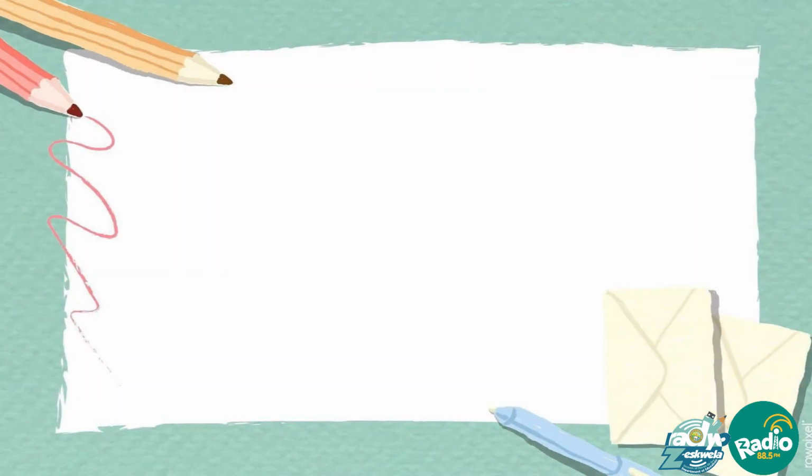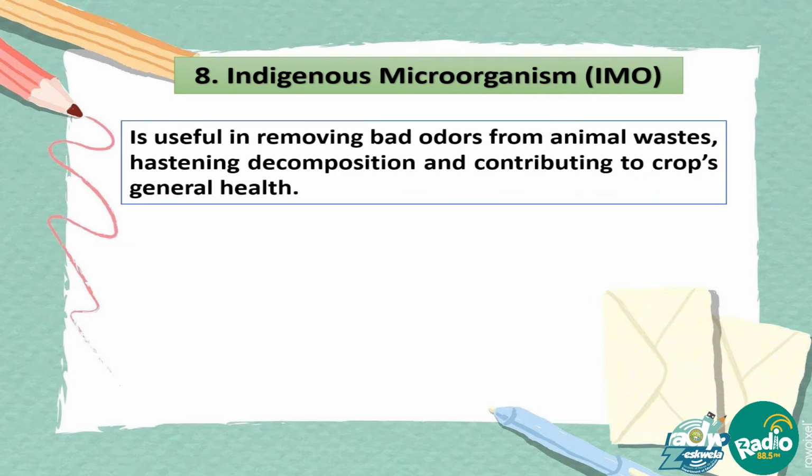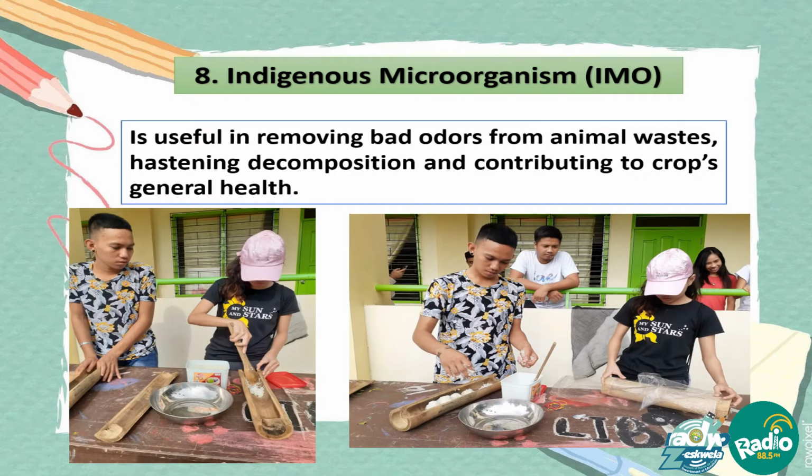The last concoction in organic agriculture is the indigenous microorganisms or the IMO. This concoction is useful in removing bad odors from animal waste, hastening decomposition, and contributing to crops' general health.